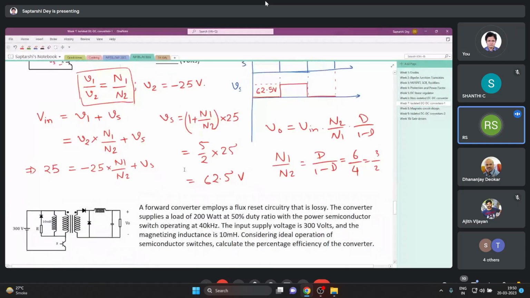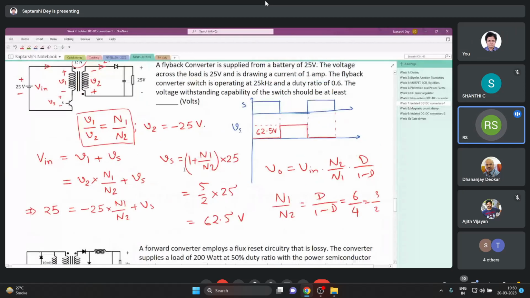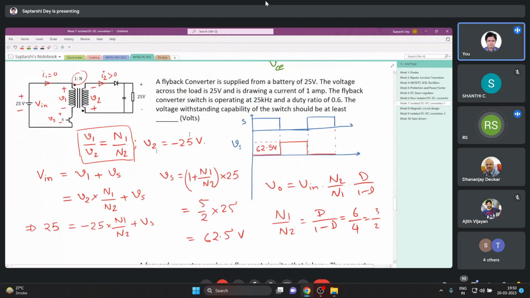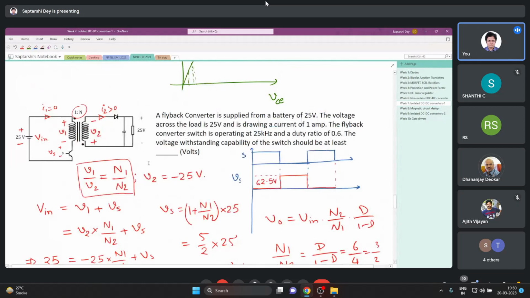Sir, while calculating this V2 as minus 25, is that because the dots are on opposite terminals? No, no. See, it's step by step. We first write the assumed positive direction in the transformer. We put plus on the dotted terminals. Even if you have 10 windings on the transformer, for all the windings you write plus on the dot side. If you do that, then while writing the equation V1 by N1 equals V2 by N2 equals V3 by N3, you need not write minus anywhere. All will be plus. That is clear. Yes, sir.